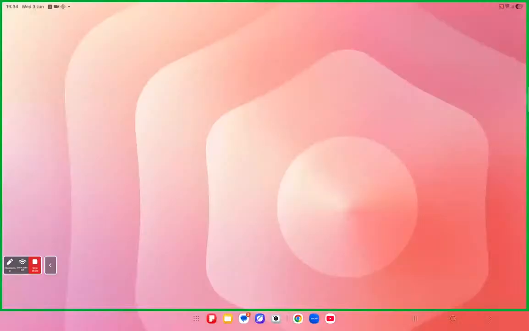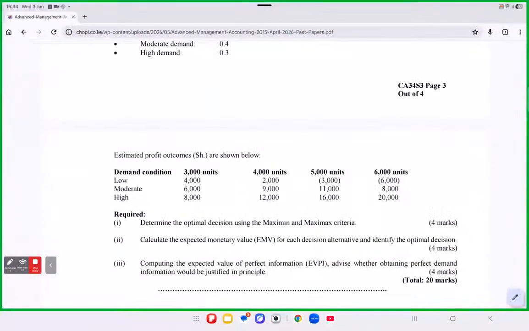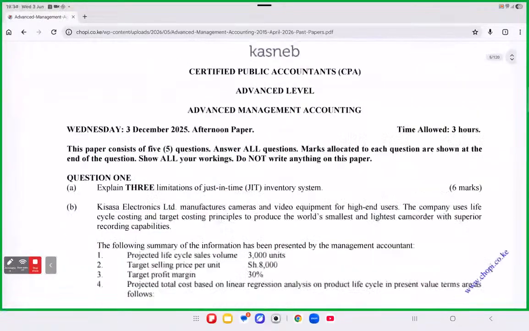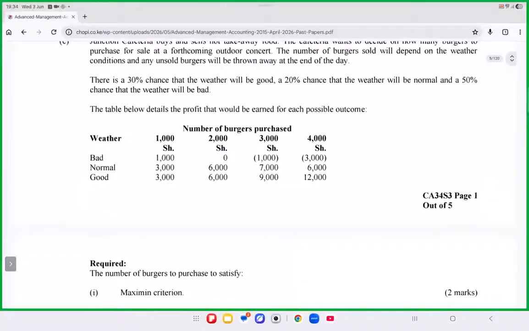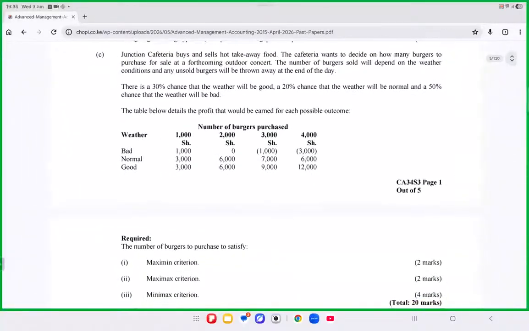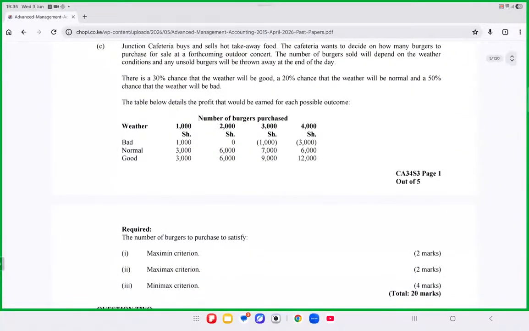To tell the truth, you don't have the question. There are many things going on. Here is the junction cafeteria. Are we there? There are so many questions coming up. My assistant lecturer is not helping me here.